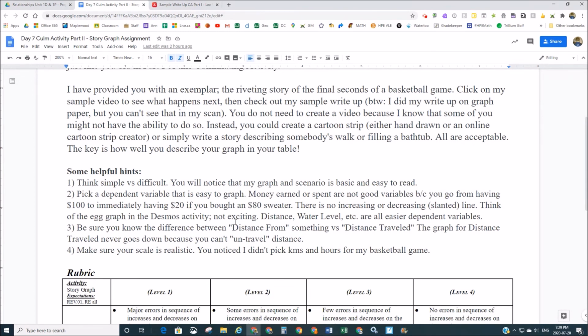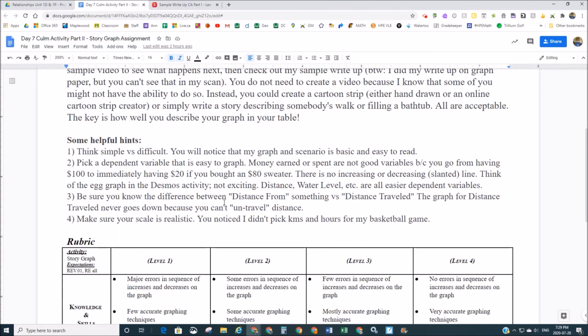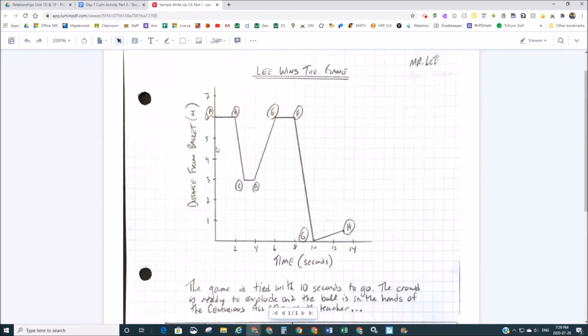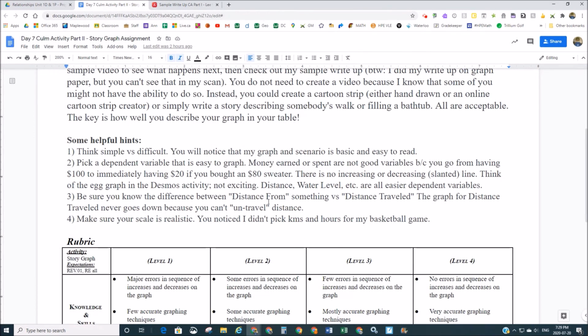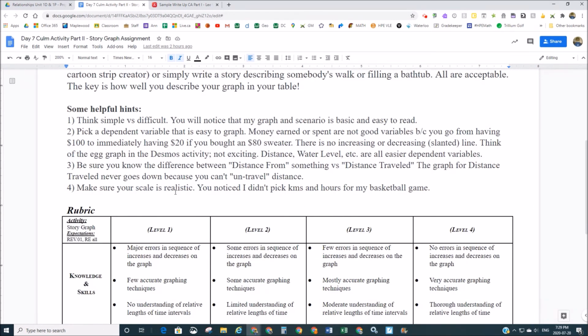It's not very exciting. So make sure you pick a dependent variable that makes it a little bit easier to graph. Stuff like distance is a good one, water level, and so forth. Be sure you know the difference between distance from and distance traveled. So you notice in my graph, I have distance from the basket. If you're talking about distance traveled, your graph can't go down because you can't untravel something.